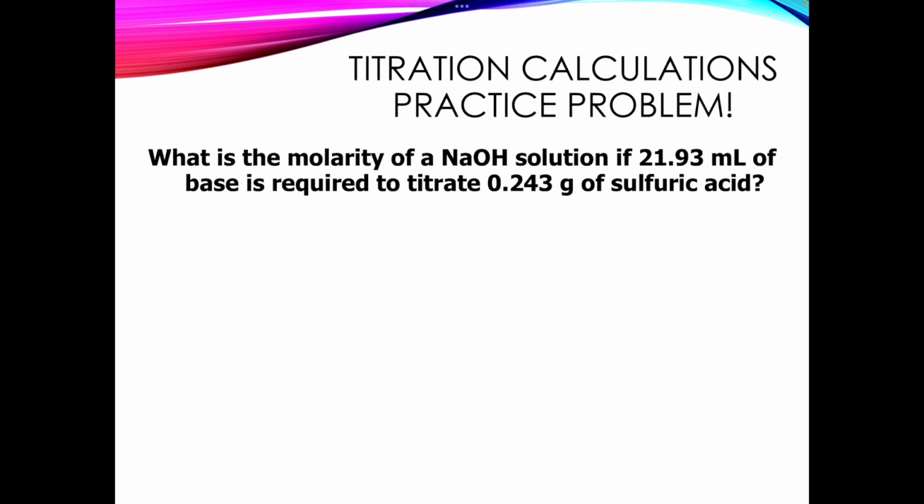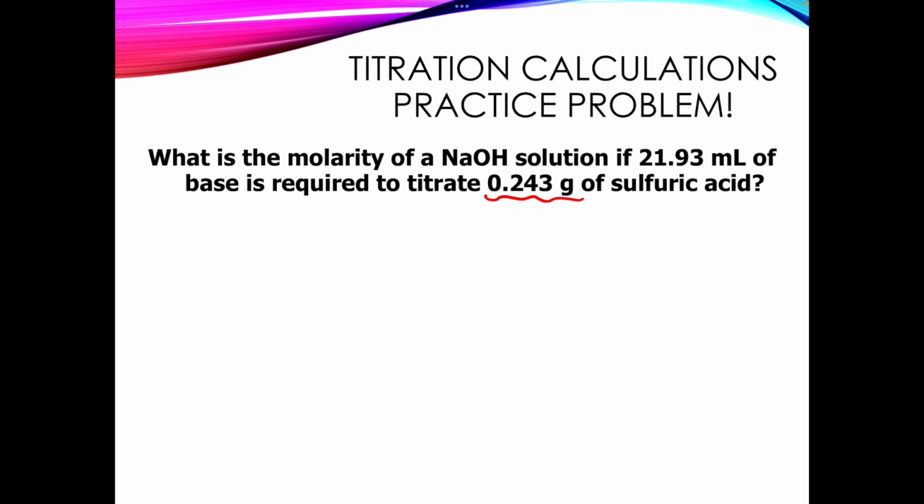All right, the first step here is to write the chemical equation. This is just like we've done before. This is an acid-base neutralization reaction. The only thing different really about this problem and the one we did previously is that instead of giving you a volume and a molarity of sulfuric acid, I gave you a mass.